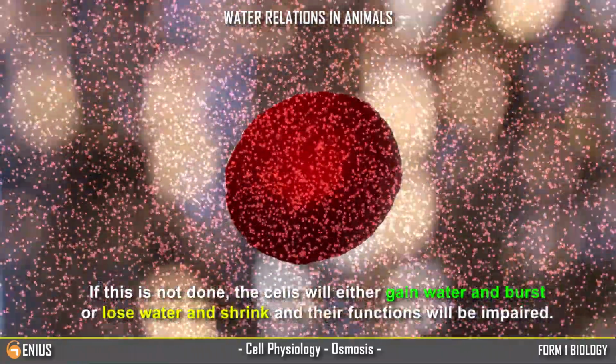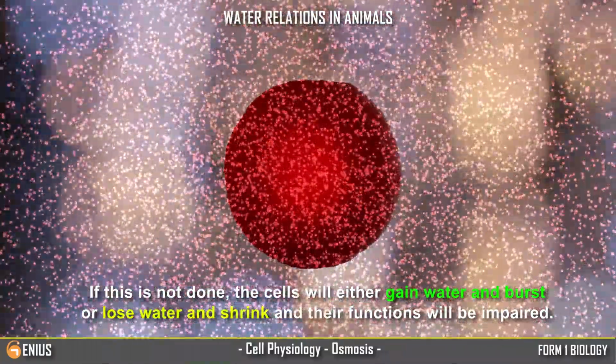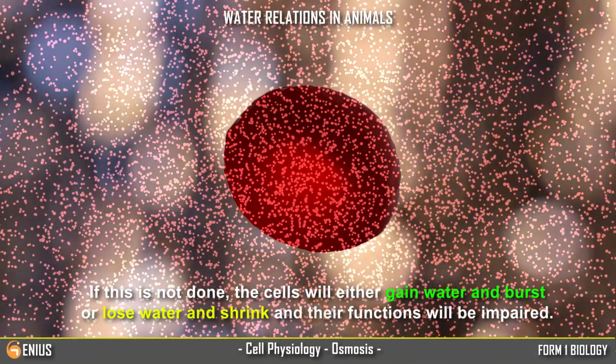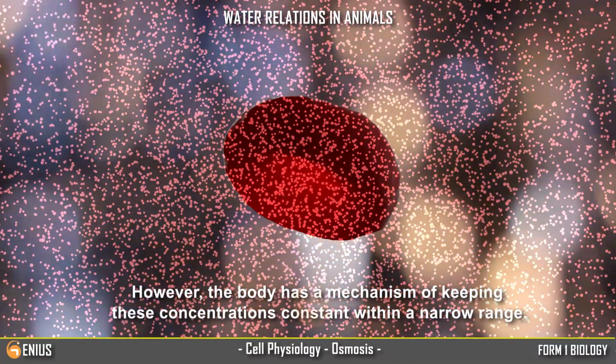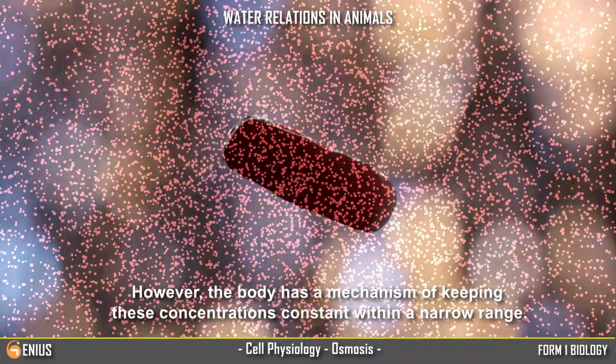If this is not done, the cells will either gain water and burst or lose water and shrink, and their functions will be impaired. However, the body has a mechanism of keeping these concentrations constant within a narrow range.